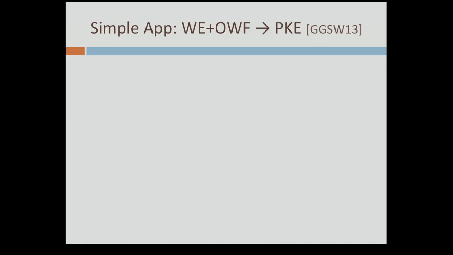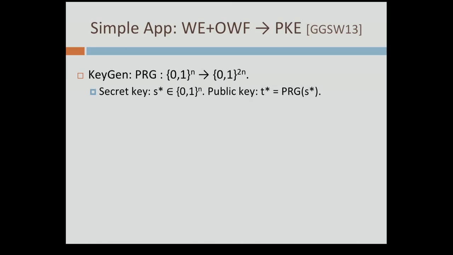All right. Now I'm going to give you another simple application, which is a way to get public key encryption from witness encryption. The scheme is pretty simple. The public key is just going to be the output of a PRG on some secret key. This is like the world's fastest key generation algorithm for a public key encryption scheme. I just use a PRG. It's length doubling.